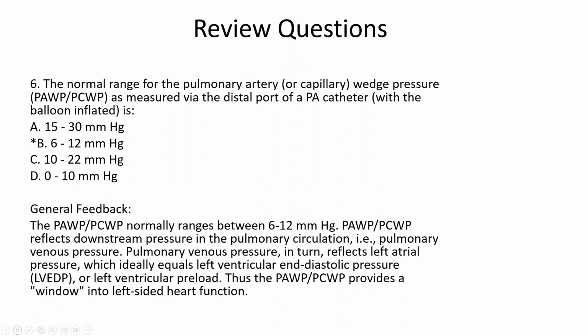It reflects downstream pressure of the pulmonary circulation, pulmonary venous pressure. Pulmonary venous pressure in turn reflects left atrial pressure, which ideally equals left ventricular diastolic pressure or left ventricular preload. Thus, pulmonary artery wedge pressure or capillary wedge pressure provides a window to left-sided heart function, particularly left-sided diastole.